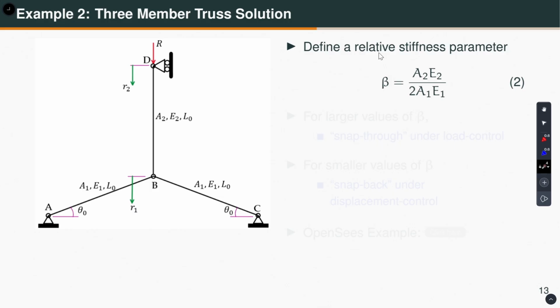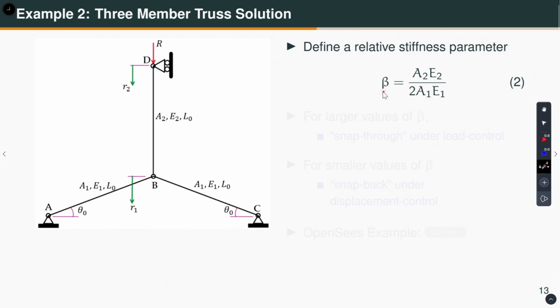So, what happens when beta is large? When beta is large, that means this member is very stiff. When this is stiff, this reduces to a 2-member arch that we solved earlier. So, that means for large stiffness, this will show me a snap through behavior if I use a load control analysis. The behavior is going to be the same as what we have done for this 2-member arch or truss.